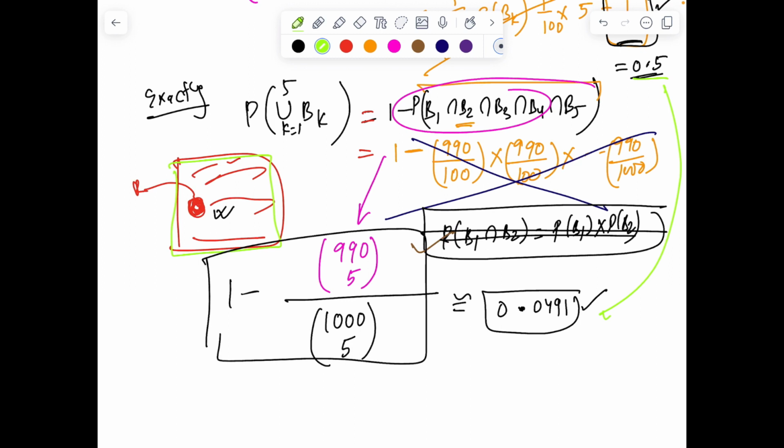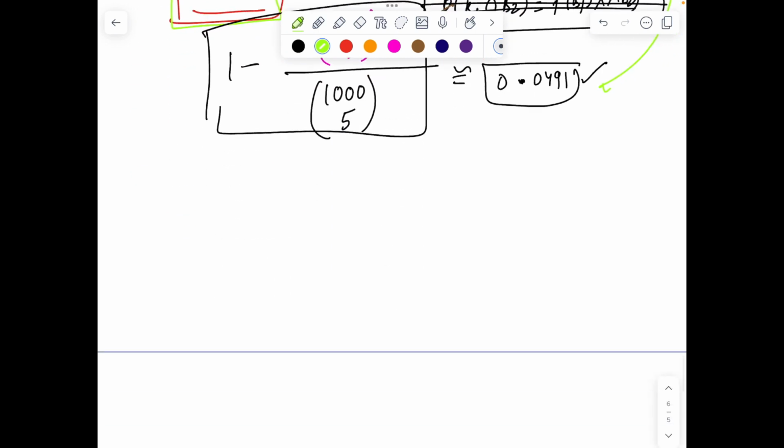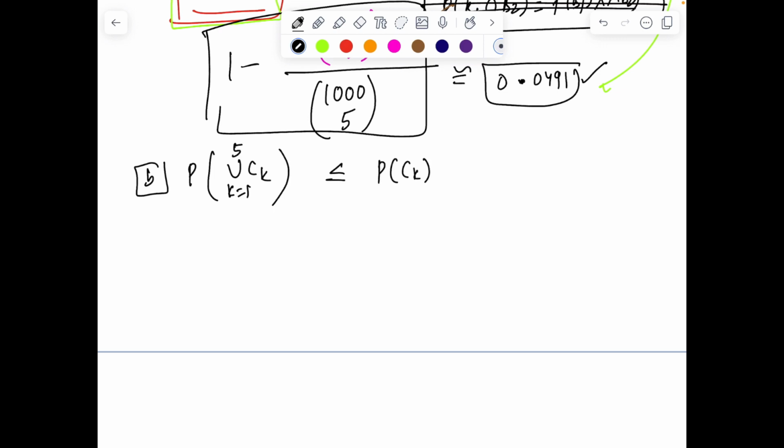As a second application, you can also consider the same problem where 5 people each draw 2 balls from the urn without replacement. This time again we wish to approximately find the probability of at least one person getting 2 red balls. Now using the same step, for part B, let's define CK as the event when person k gets 2 red balls, because B I am defining for exactly. So the probability of the union of CK will be less than or equal to the sum of probability of CK, k equals 1 to 5.